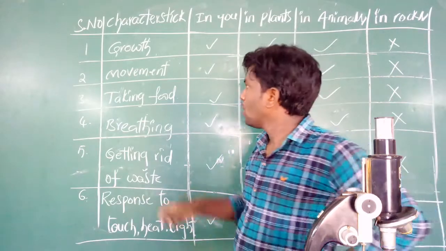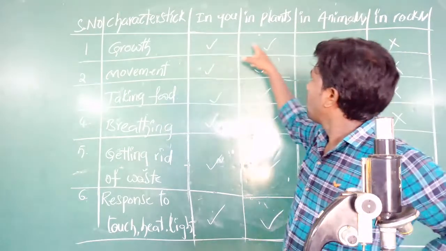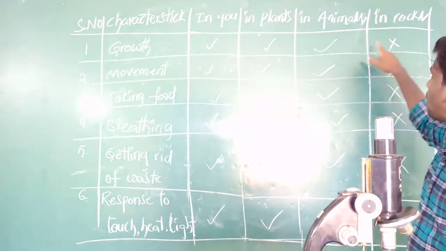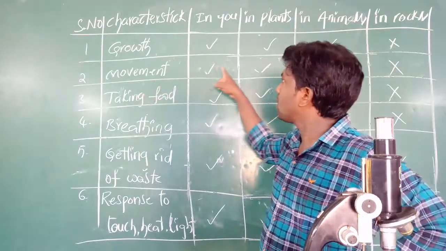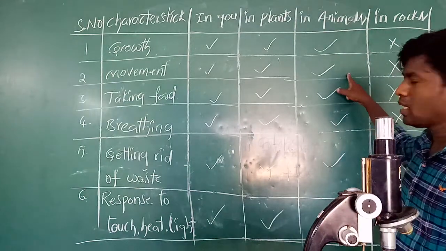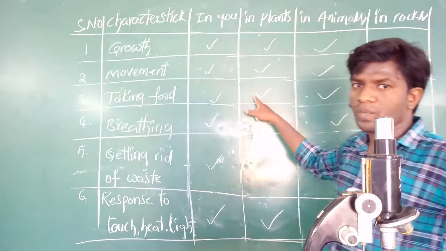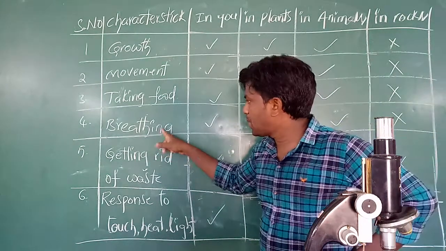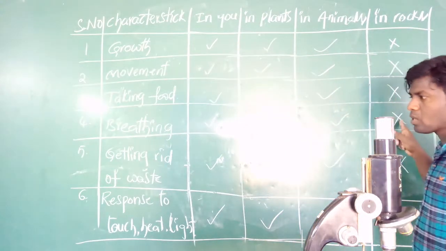One second. So growth takes place in you. Growth is there in plants, growth is there in animals, but not there in rocks. And movement is there in you, in plants, in animals. There is no movement in rocks. We take food, plants take food, animals take food, but not rocks. And next, breathing: we are breathing, plants also breathe, animals also breathe, but not rocks.